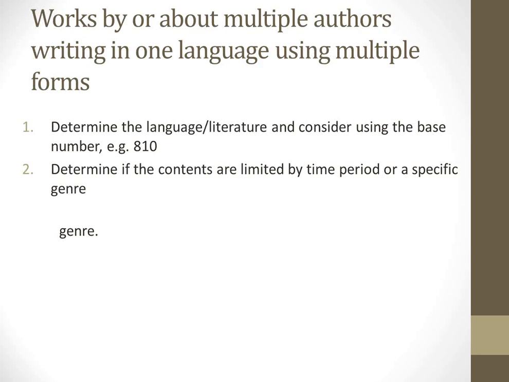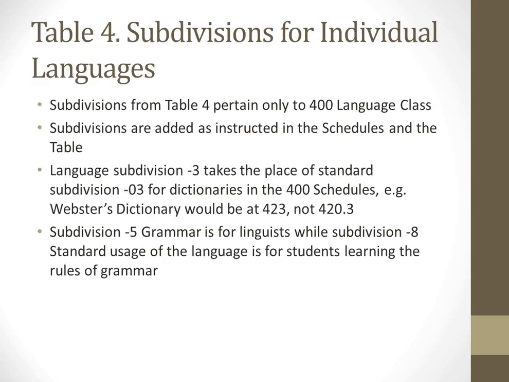So if you had German and French, for example, German is 830 and French is 840, so you would go with German and then add, let's say it was short stories, so for fiction it would be 833. Any questions about Table 3 before we move on to Table 4 for languages?